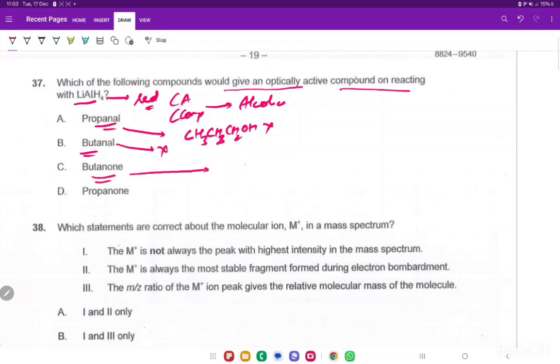Butanone will form butane-2-ol. Yes, butane-2-ol will have a chiral carbon. That is absolutely correct. It contains CH3, CH2, CH3, and this is a chiral carbon. This is my chiral carbon. It has 4 groups. The answer should be butanone.